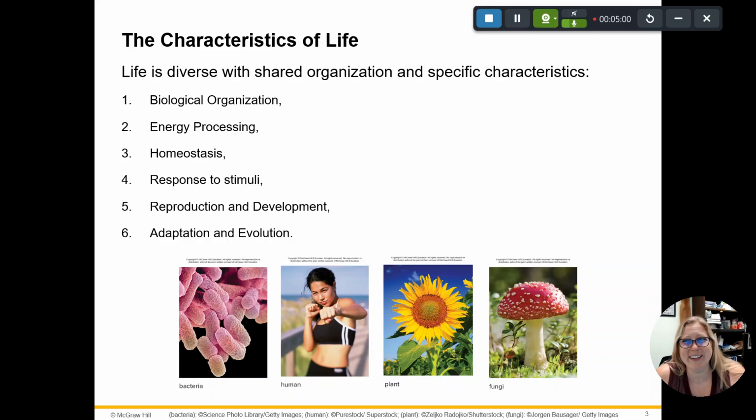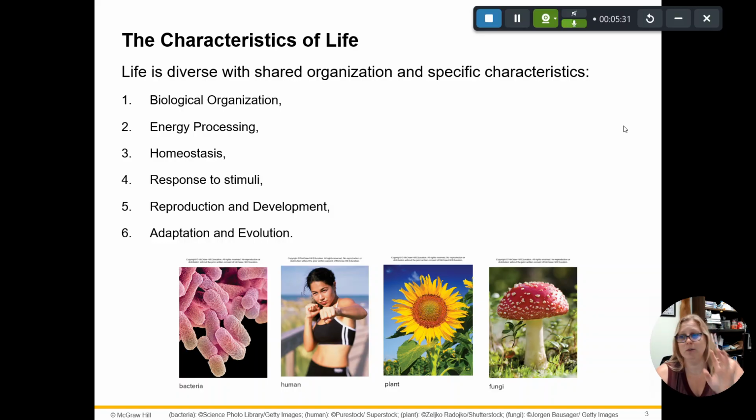While cars don't necessarily reproduce, we do see a development in cars. And if you talk about building a car, that could be considered the development part. And then adapt and evolve, cars have absolutely changed since they were first invented. And so really we could say, okay, cool, but these characteristics kind of apply to non-living organisms. Right, but it's the specifics within these characteristics that scientists use to classify something as living or non-living.